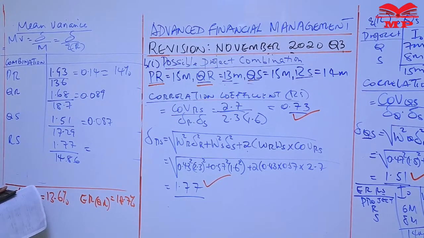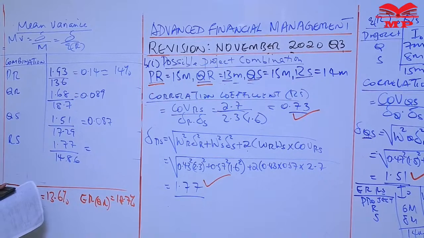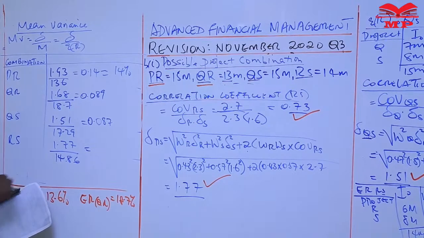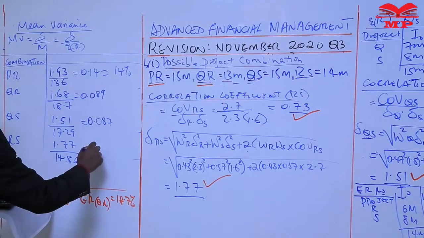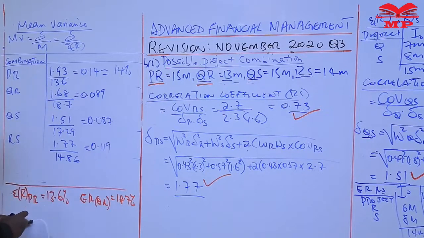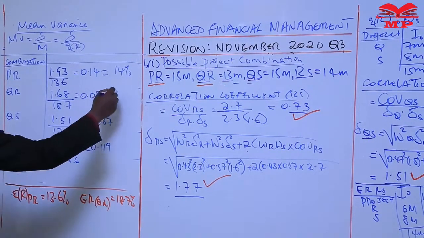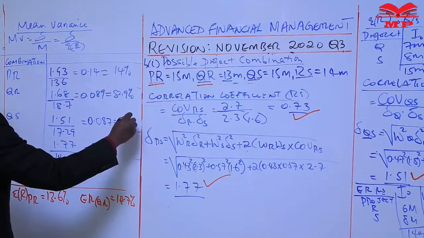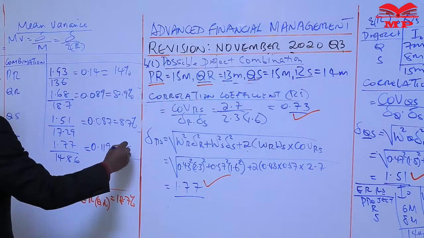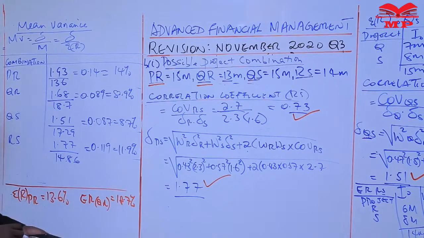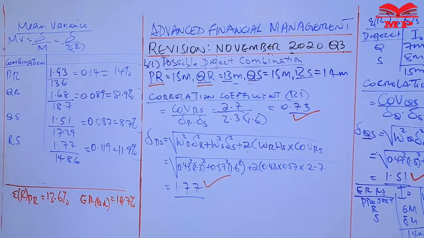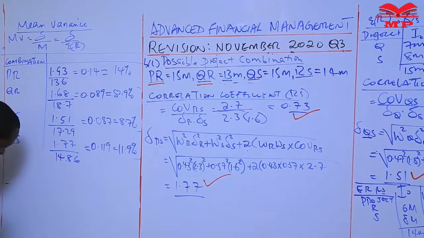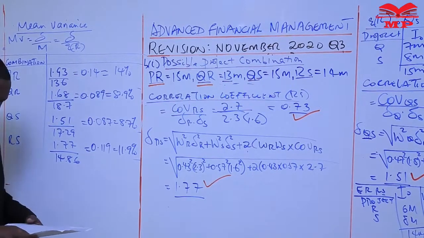Then lastly, RS: 1.77 divided by 14.86 is 0.119. Now when converted into percentages, this is 8.9%. This is equal to 8.7%. It's equal to 11.9%. So those are the mean variances. Then based on these mean variances, we are to advise this company.